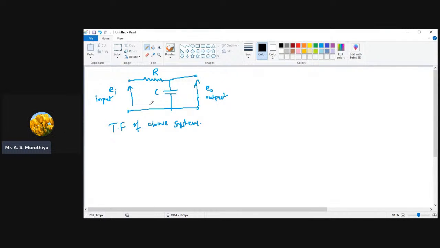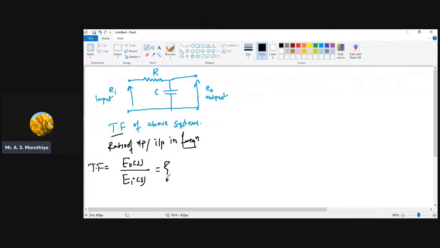of output by input, because ultimately what is transfer function? It is nothing but the ratio of output by input in frequency domain. That's it. So ultimately the transfer function is going to be like capital E naught of S divided by capital EI of S. This you need to find out. That's it. So this is one approach.